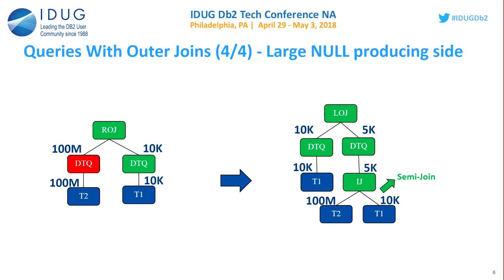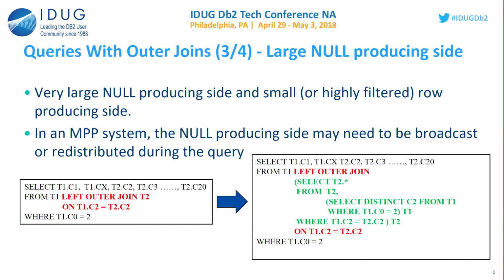So the way to solve this is we use what we call a semi-join. So if the row preserving side of the outer join is a small set of rows, we take the distinct values of the join column, just the join column, we don't need anything else. We take the distinct values from T1, applying the local predicate which was in the where clause, and join it to T2.